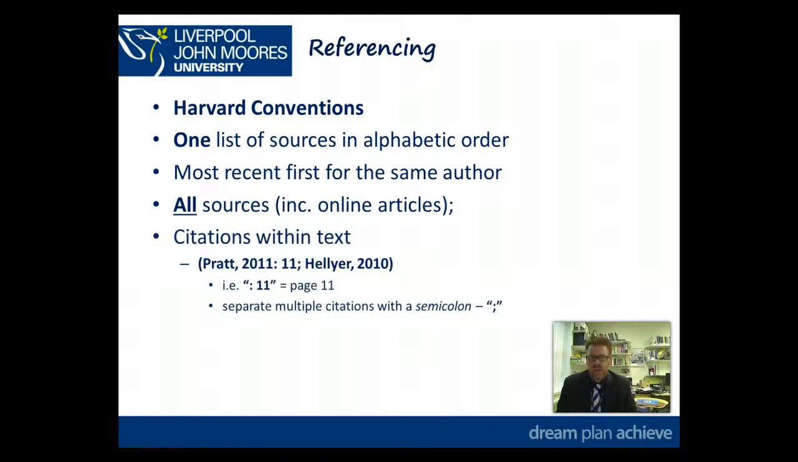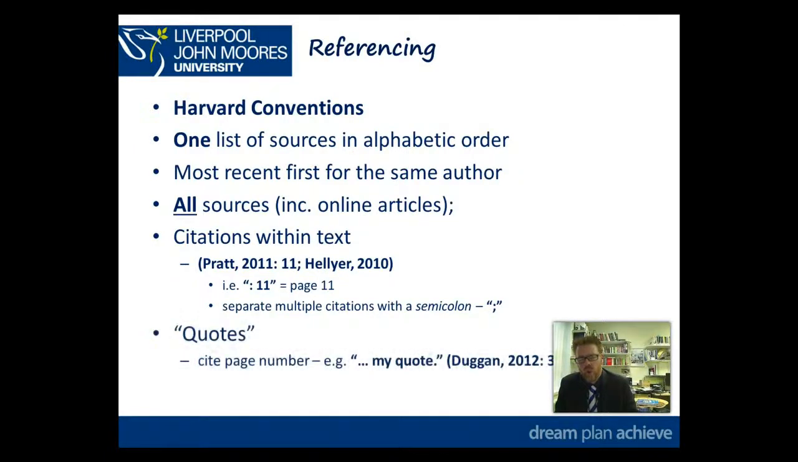Where you're making citations within the text, so that's where you're analysing something an author said and you're acknowledging it, that will go in brackets. So the example here shows how you'd cite two authors, Pratt 2011, and then you've got the colon there with 11, that's referring to a page number, and then the semicolon between Pratt and Hellier is showing that there are two separate citations.